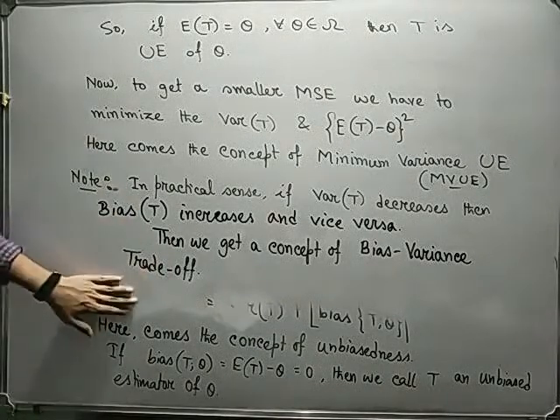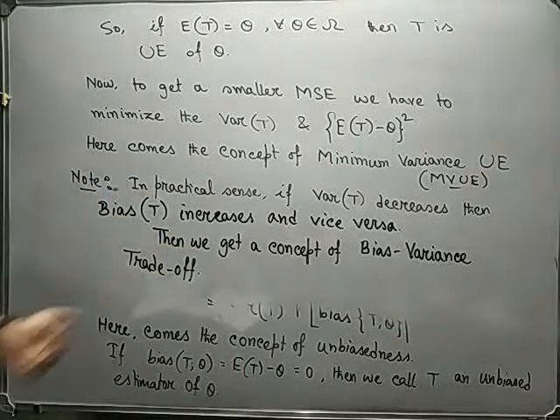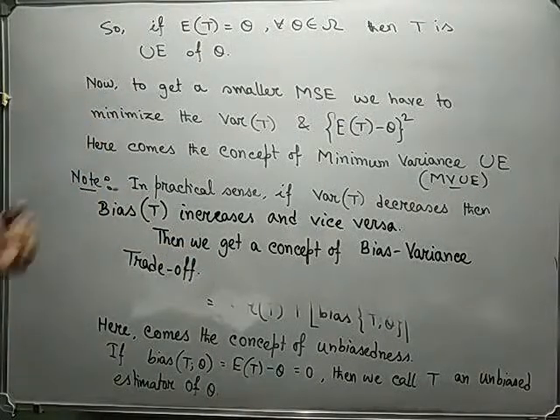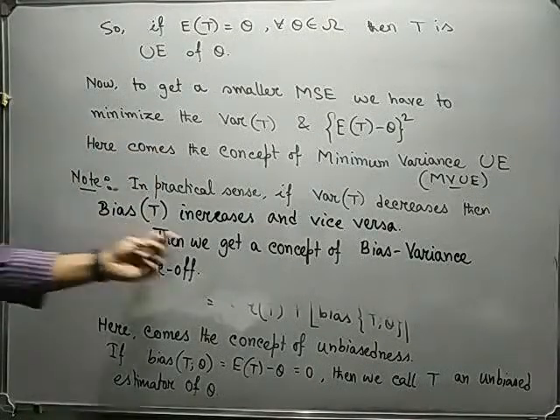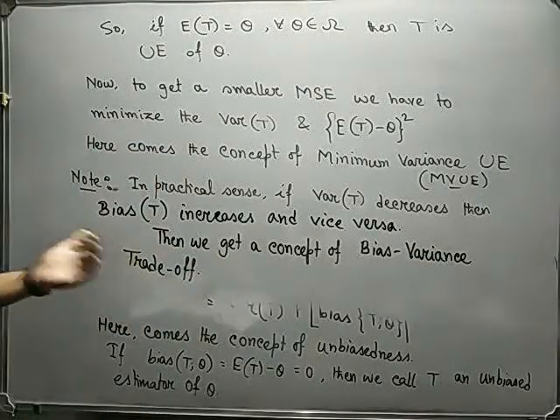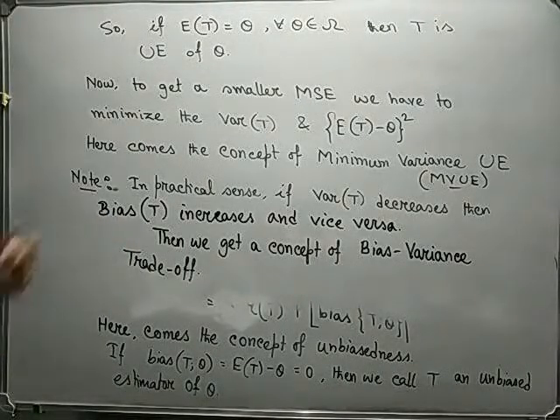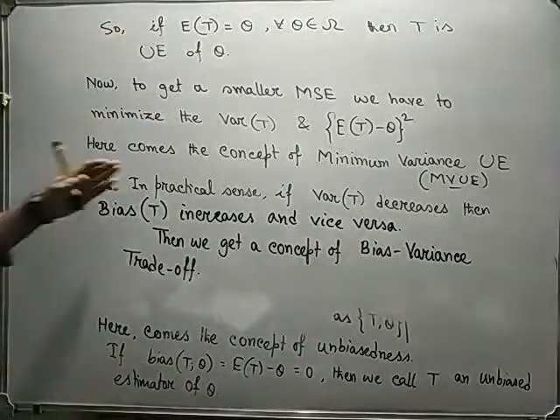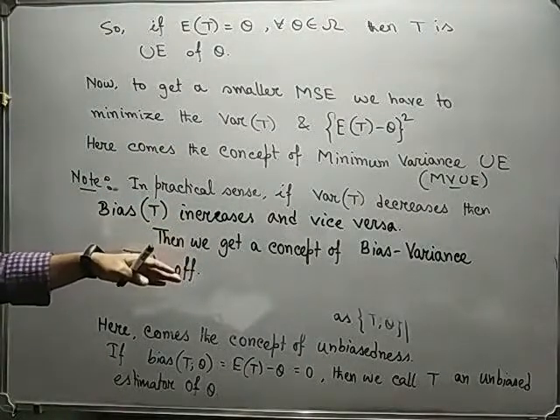But in a practical sense, if we work with data, if you want to minimize the variance, then the bias will increase, and if you want to minimize the bias, the variance will increase. So that's why we have to do a trade-off. Trade-off means a balance between the bias and variance, so that we can get a minimum MSE. This method is also applicable for big data, or you can say machine learning.